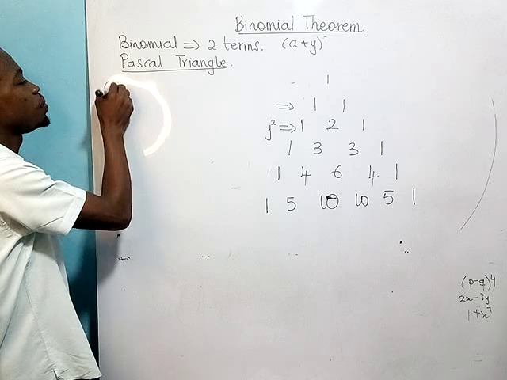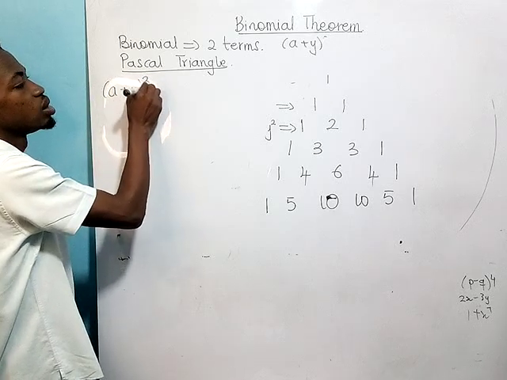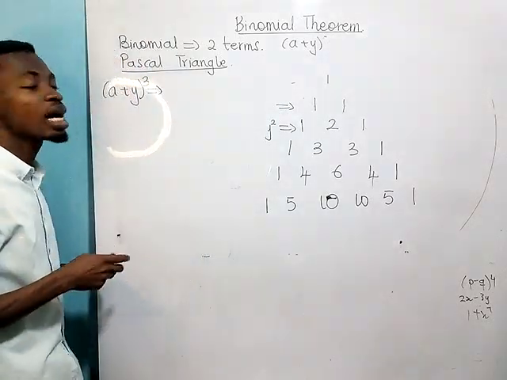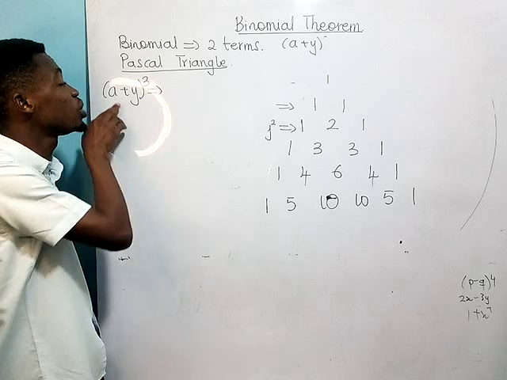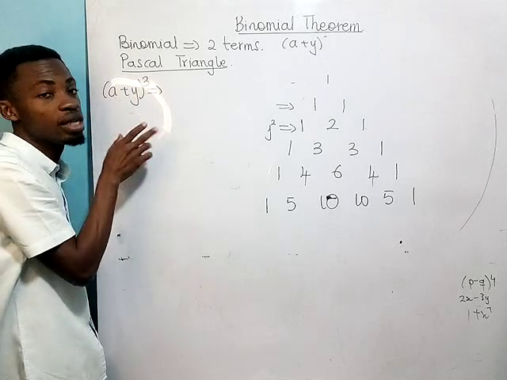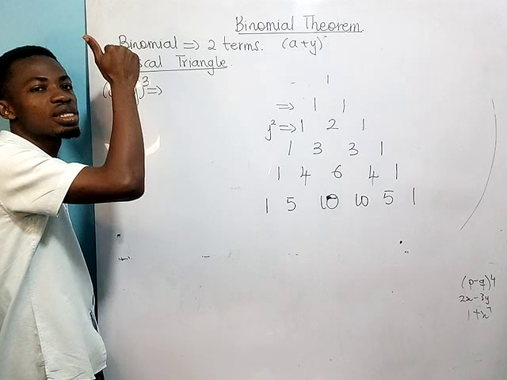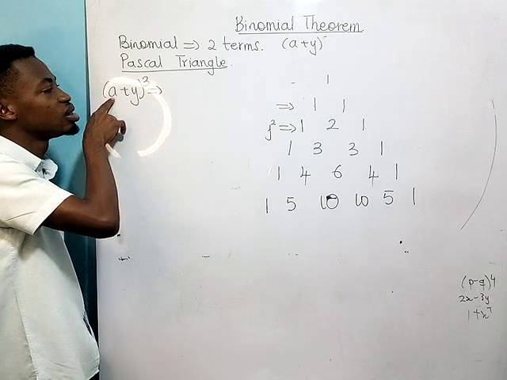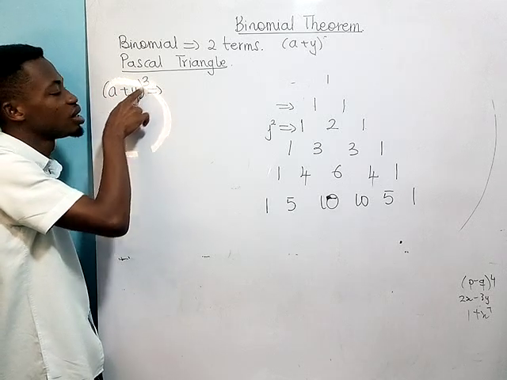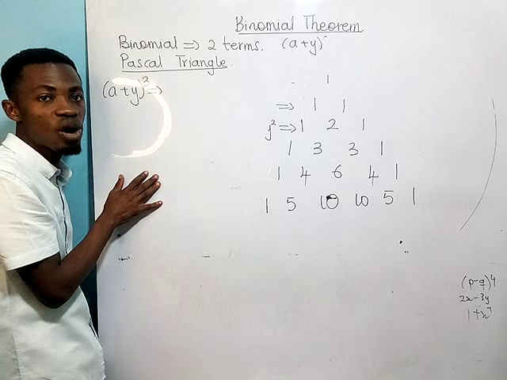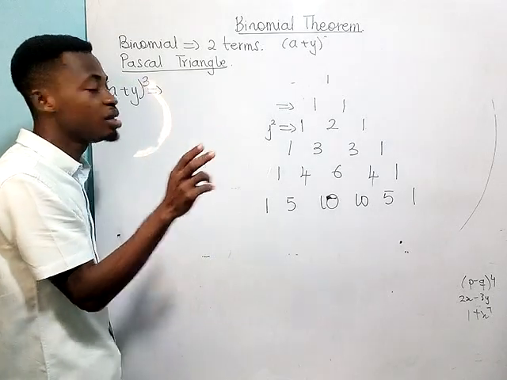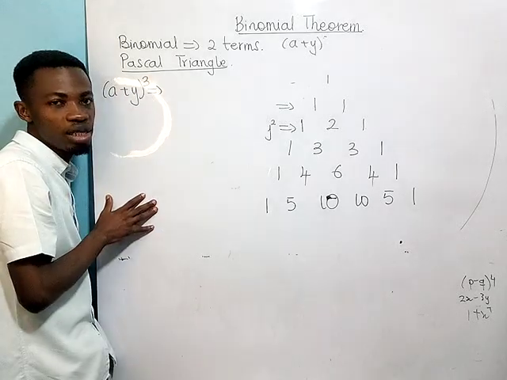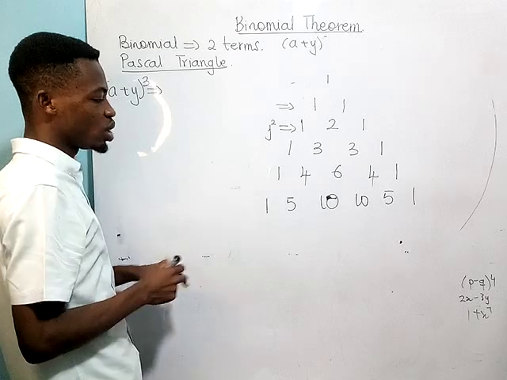Let's start with (a + y) to the power 3. Now listen, when it comes to the exponent of the values within the bracket, as one increases, the other one reduces. So we always start with the first one, which will have the exponent of 3, and this will have an exponent of 0. Why? Because at every point in time, when the exponents are summed up, we must obtain the given exponent. So let's break this one down.